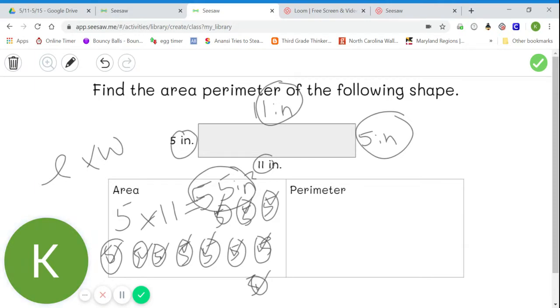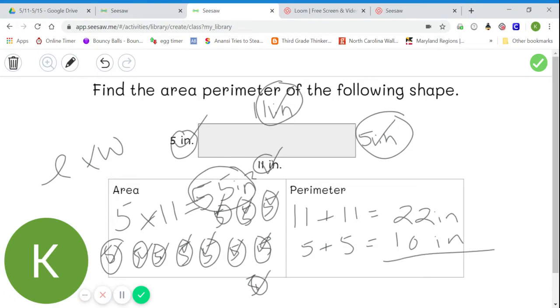Now let's move on to our perimeter. Once again, I'm going to start with my doubles. 11 plus 11, I'm going to check them off, equals 22, and I'm going to include my units, inches. Now I'm going to do 5 plus 5 and check them off. 5 plus 5 is 10 inches. This has made it a little easier for me to add my two units together. 2 ones plus 0 ones is 2, and 2 tens plus 1 ten is 3 tens. That means my perimeter is 32 inches. My area is 55 inches squared, and my perimeter is 32 inches.